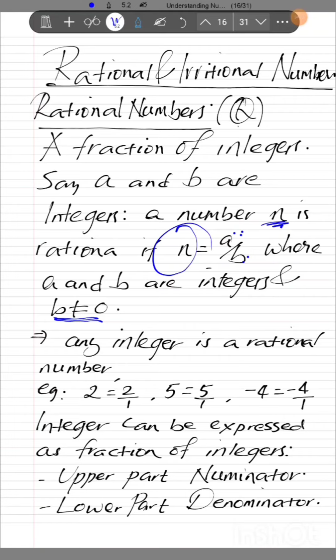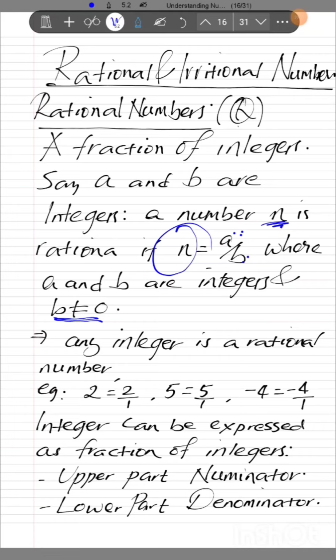Any integer is a rational number. It's just like a natural number is a whole number. A whole number is an integer. An integer is a rational number. This is the order it has to go through, always true. But the other way around is not always true. We cannot say a whole number is a natural number. This is false, because in whole numbers we have 0 added, 0 included.